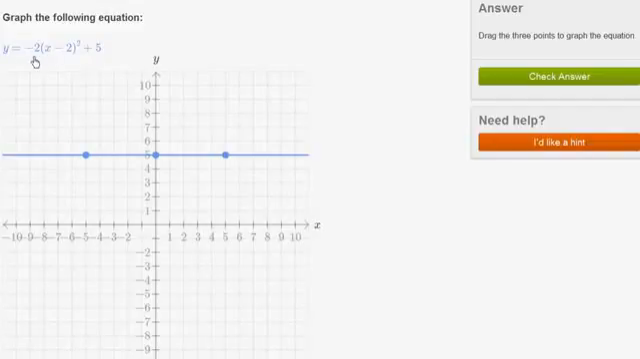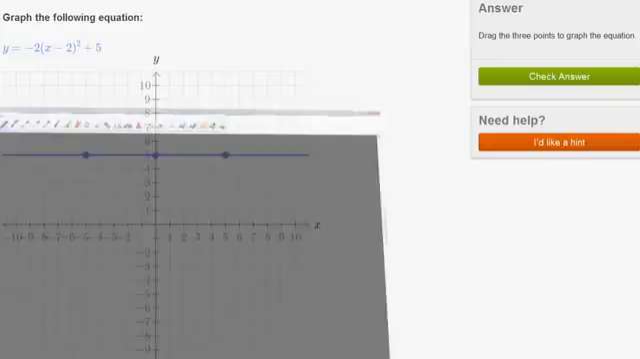We're asked to graph the equation y is equal to negative 2 times (x minus 2) squared plus 5. So let me get my scratch pad out so we can think about this. So it's y is equal to negative 2 times (x minus 2) squared plus 5.